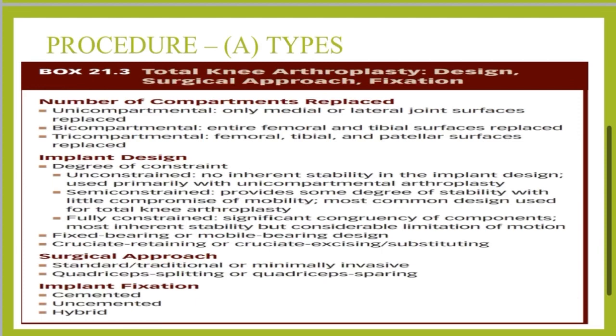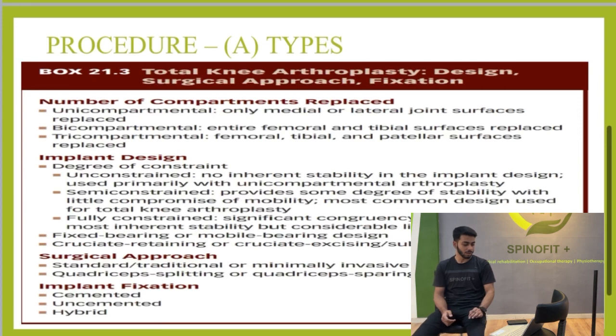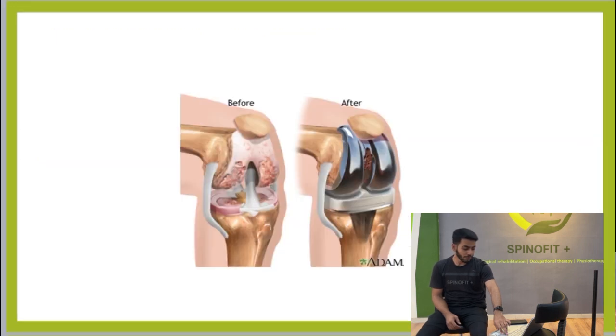Now according to implant design, we have unconstrained, semi-constrained and fully constrained designs. Unconstrained is mainly used in unicompartmental TKR, and it has more mobility but less stability. Semi-constrained gives some amount of stability but compromises mobility. It is the commonly used model for TKR. And in fully constrained, we have significant congruency of components and the most inherent stability, but mobility is compromised.